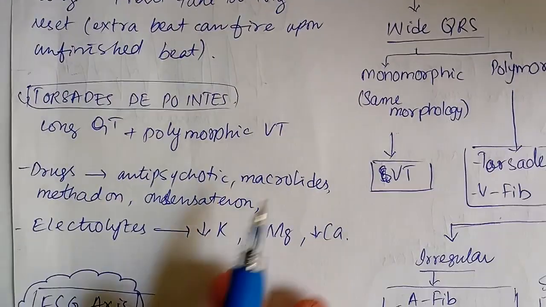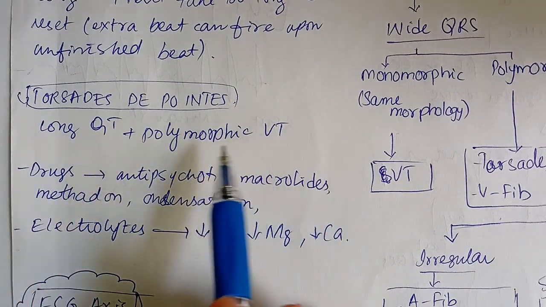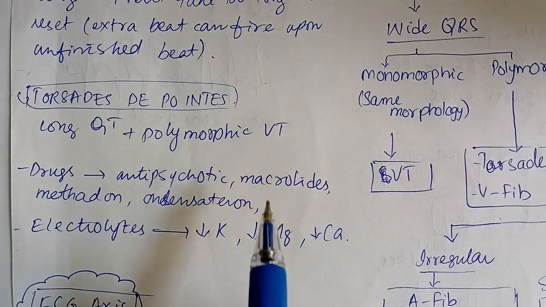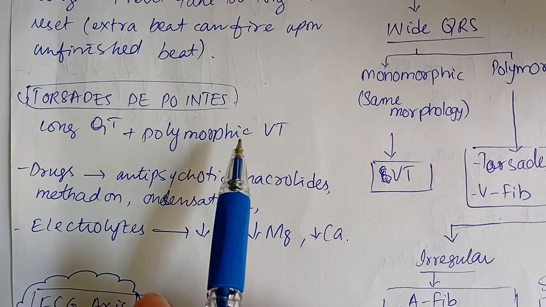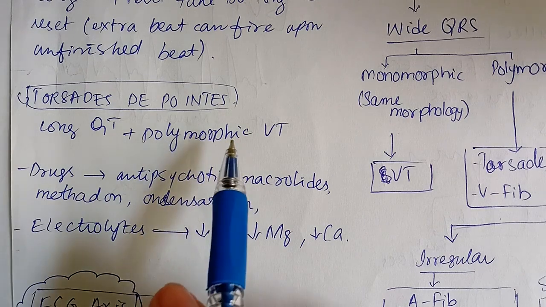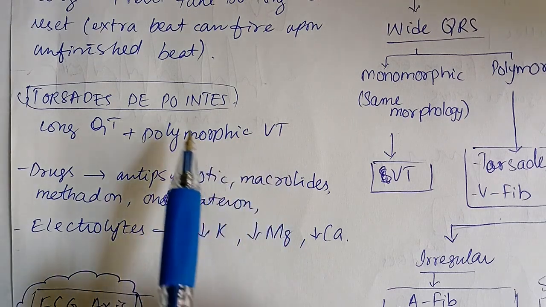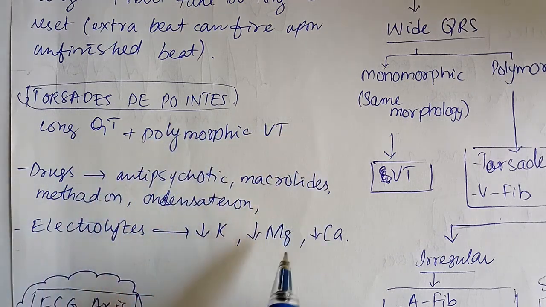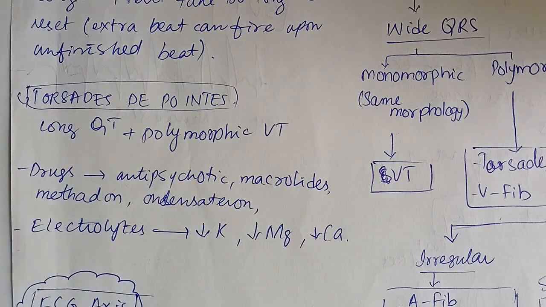It is usually seen in torsades de pointes, in which there is a long QT interval, and it is a polymorphic ventricular tachycardia, in which the waves do not have the same morphology but different morphology in the same lead in the ECG. So long QT interval and polymorphic ventricular tachycardia are associated with torsades de pointes.